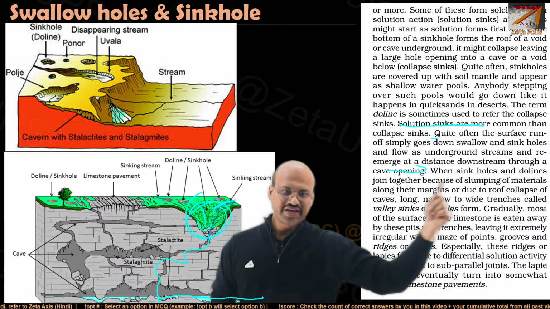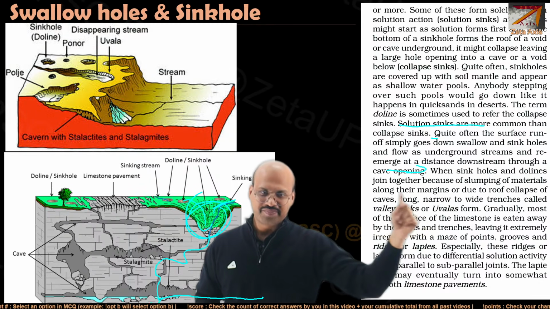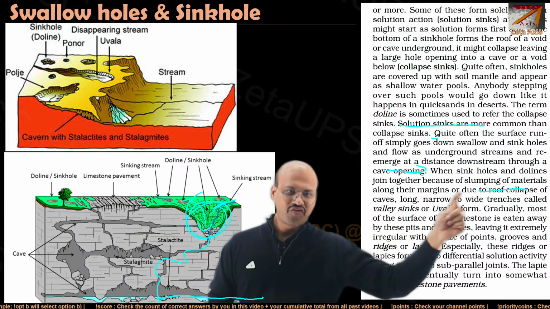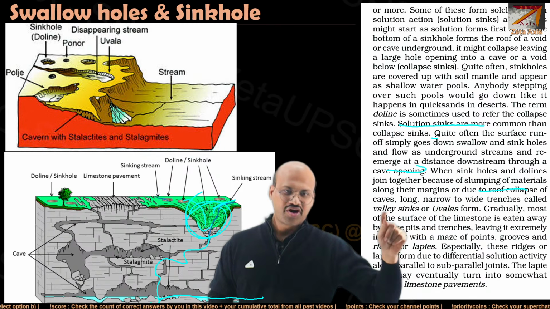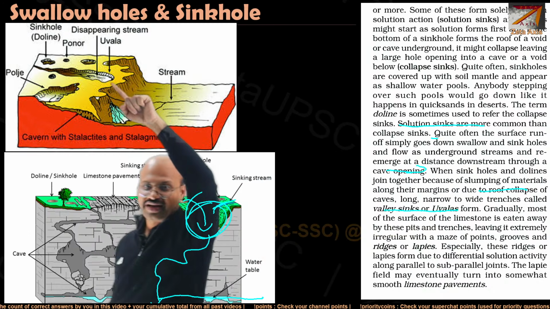When sinkholes and dolines join together because of slumping of materials along their margins or due to roof collapse of caves, long, narrow or wide trenches appear called valley sinks or uvalas. So here is an example of this.